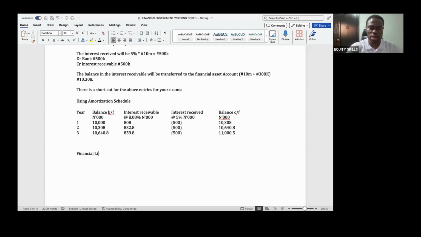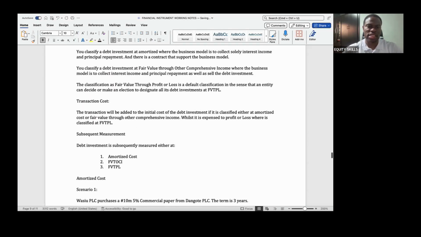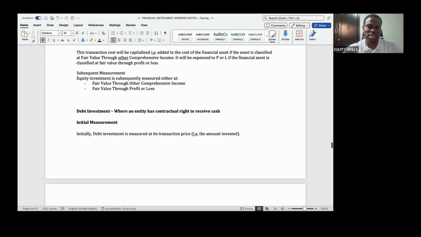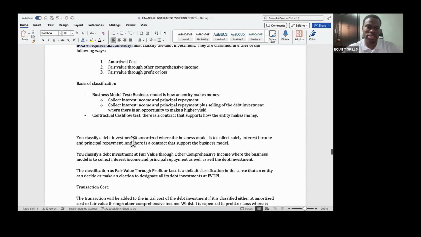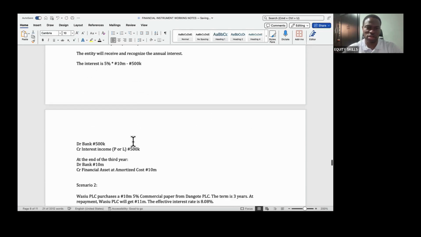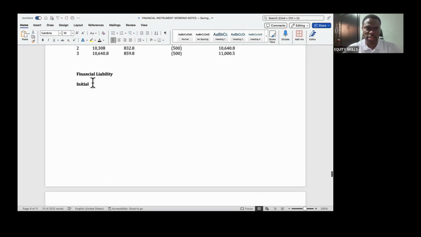Now, I'm done with financial asset valuation or measurements. Now let's go to financial liabilities. How do you measure financial liability? A similar process. The good news is that financial liability and debt investment are the same thing. Everything here is the same, so I won't repeat a lot of things.